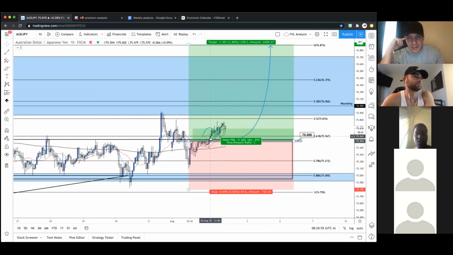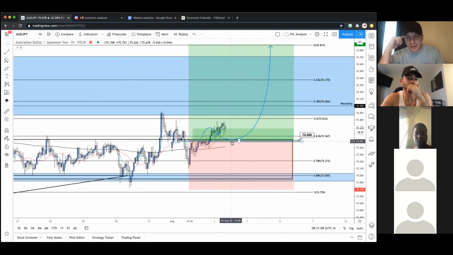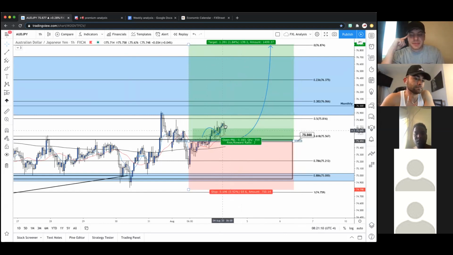You could have taken an entry on this bullish variation here, but as you can see, price action just started going sideways. So wait for some sort of deeper pullback, another wick to the downside near 75.5, or just look for some sort of bullish engulfing, any sort of bullish setup at the current level. Okay, so this is looking pretty good.